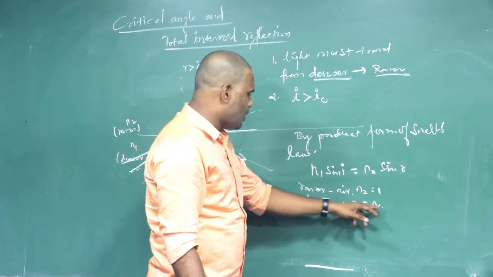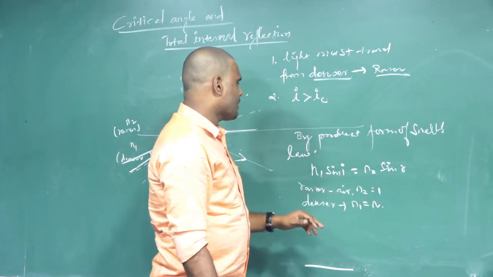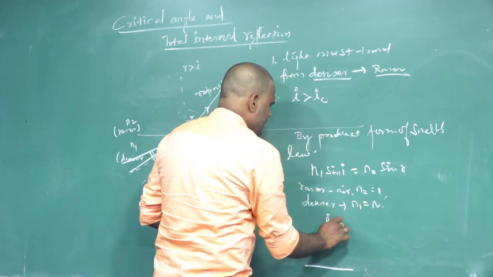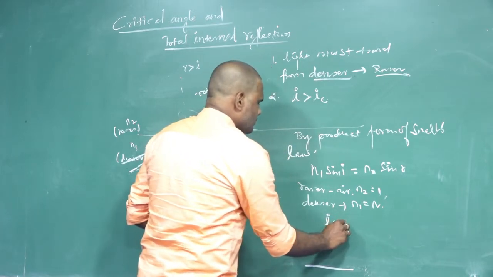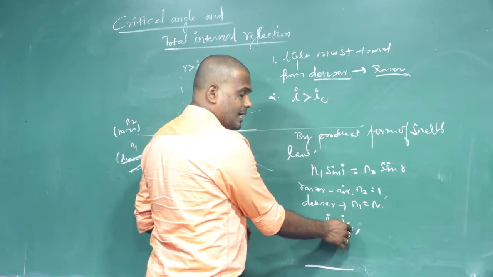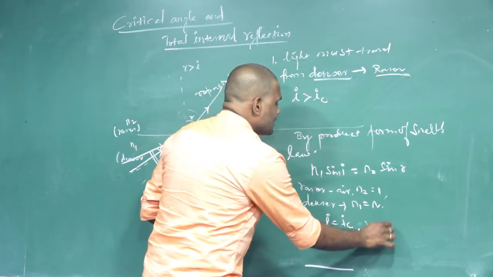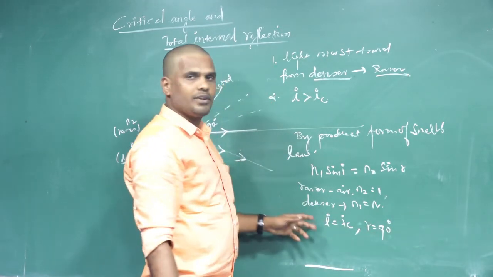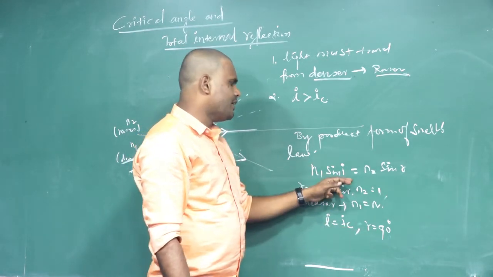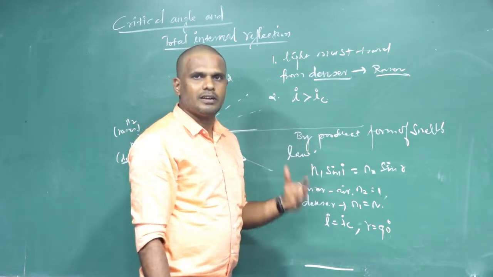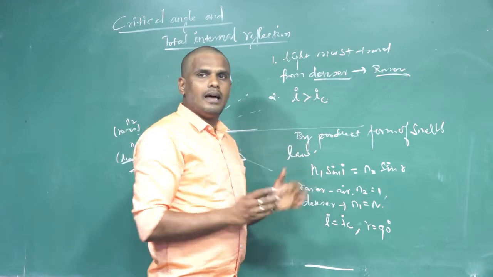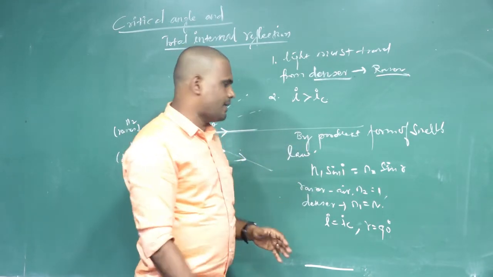If you substitute N1 as N and N2 as 1, and the angle of incidence I is equal to the critical angle IC, the angle of refraction is 90 degree. If this condition is substituted here, then you will get the expression which relates the critical angle and the refractive index of the denser medium.